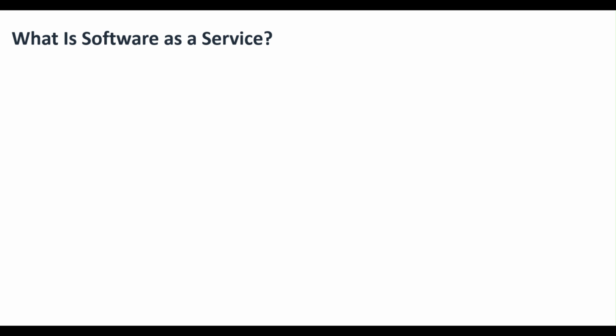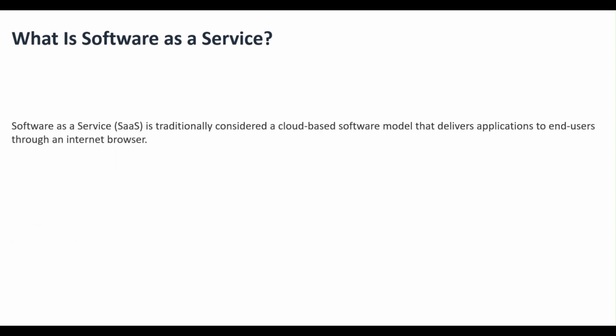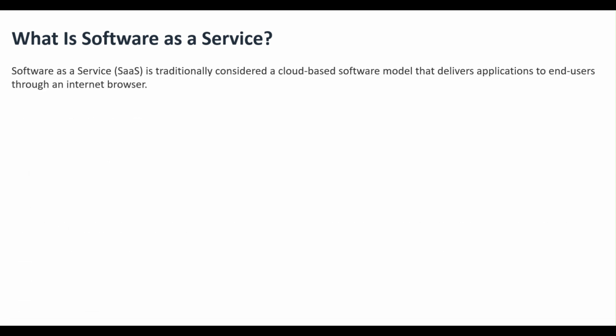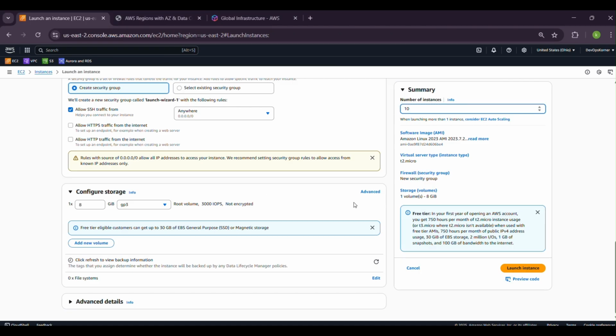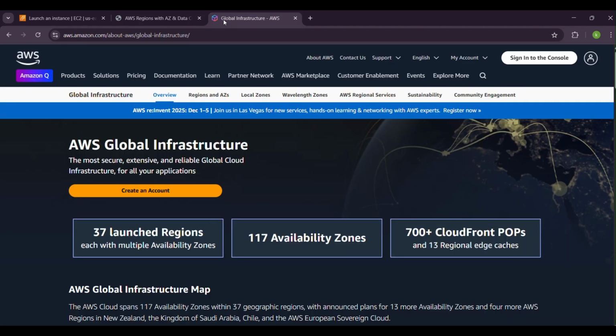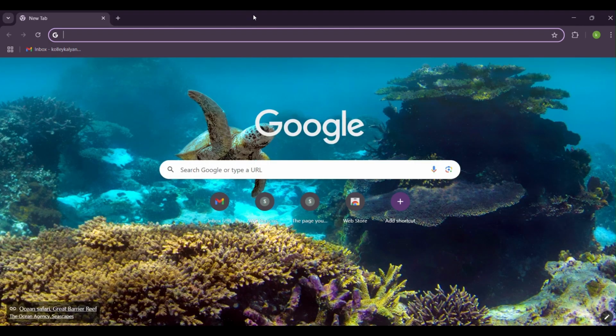And the last one is Software as a Service. Software as a Service is traditionally considered a cloud-based software model that delivers applications to end users through the internet, which means if you have internet, then you can directly use everything. Just a simple example, see, Google Apps.